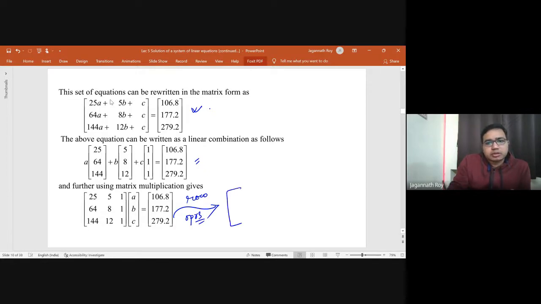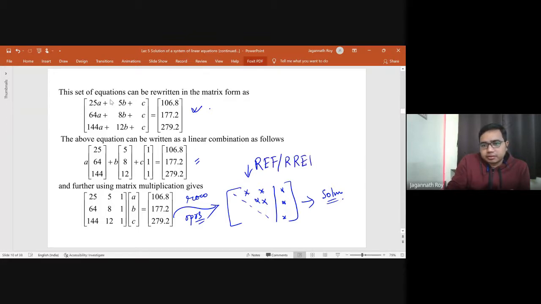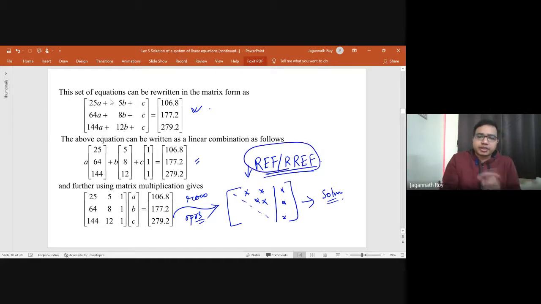Okay, then you will get some augmented matrix. So from there you can get the solutions. You can see this is either in terms of REF or RREF. Okay, your main idea is to find out this RREF.